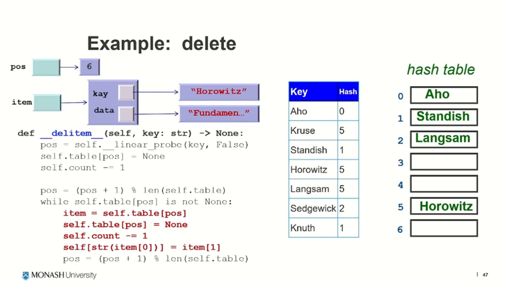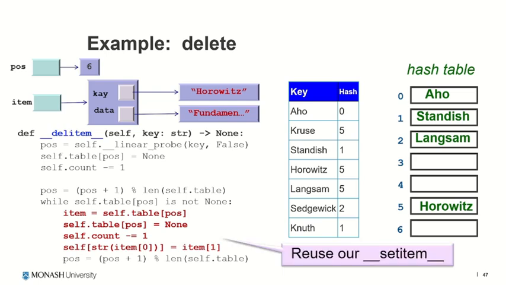Just note there we are using the str. We know in this example that the items will be a string, but we wanted to make sure that the key is a string. So we reuse our set item in this example. The syntax might be a bit weird, but again, it is using the square brackets to denote that we're setting an item in the hash table.